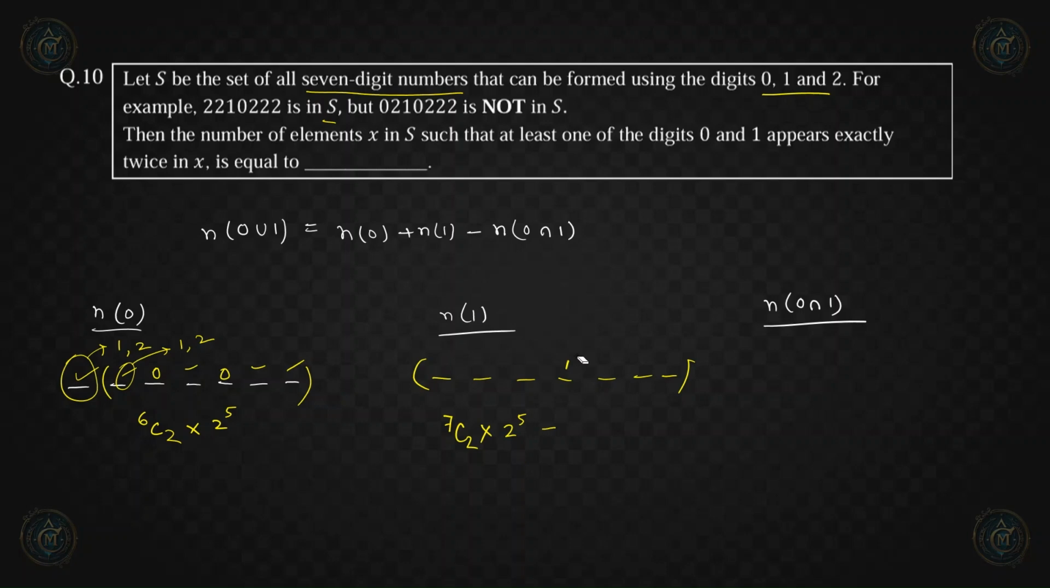Let's say if we put two ones here, okay, then after this placement of two ones here, we put 0 here, 0 here, and 0 here, 2 here, 2 here, right? But in this case, this is not a 7-digit number, this is a 5-digit number, right? So we have to subtract all the cases where this 0 is appearing in the first place, right?